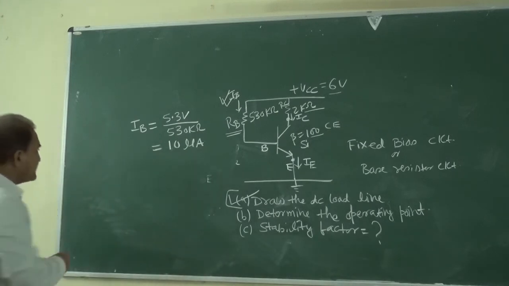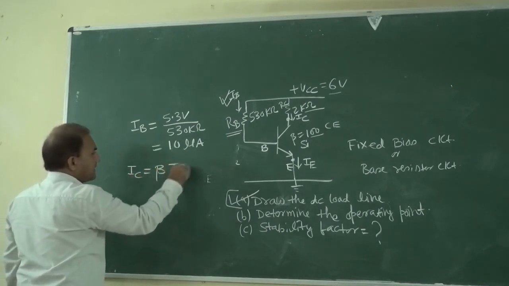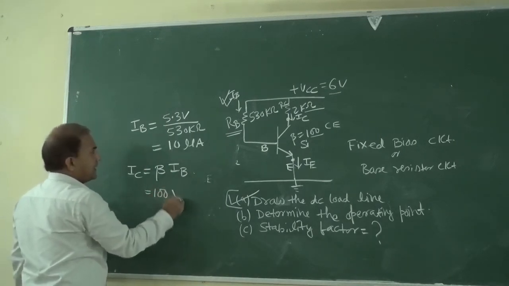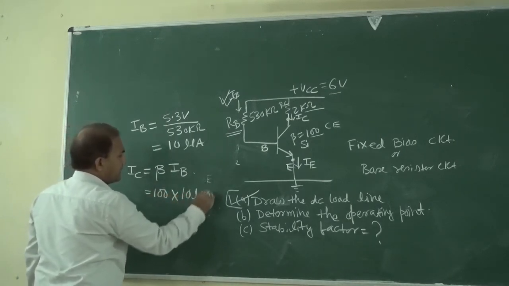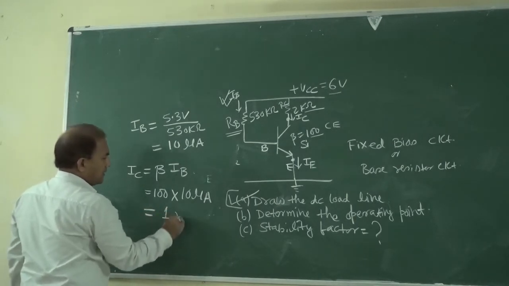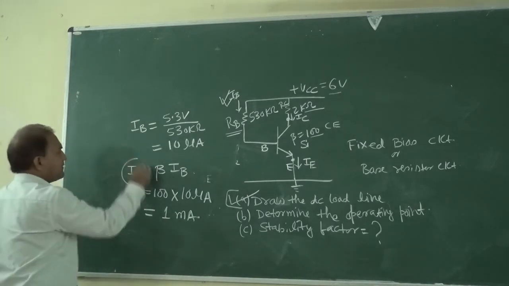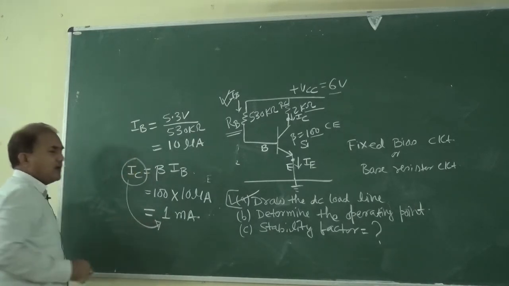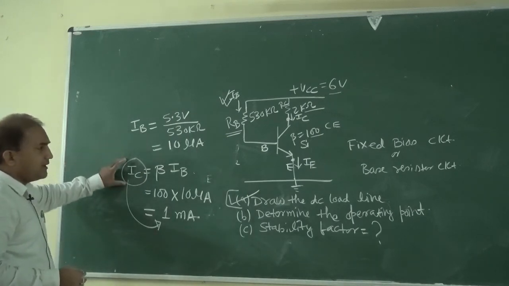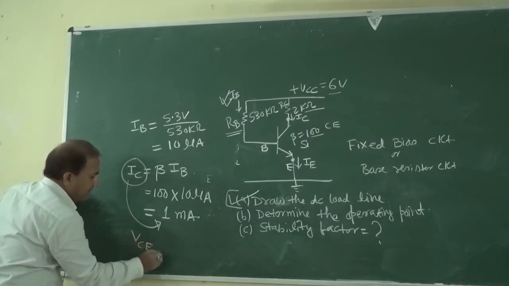Now IB is 10 microampere. So IC is equal to beta times IB. Beta is given as 100, times 10 microampere, so it is equal to 1 milliampere. So we have determined the value of IC, it is equal to 1 milliampere. Now this is one operating point. The second operating point is VCE.